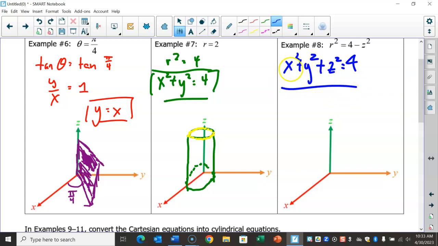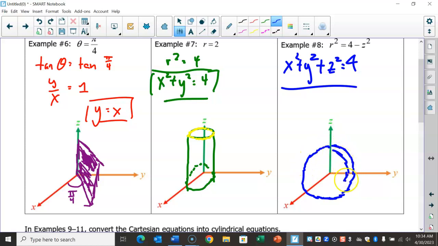It's all in Cartesian now. We have our x, our y, and our z. Again, because we're looking at a z coordinate here, this is actually going to create a sphere. So x squared plus y squared plus z squared is going to be a sphere that's centered at the origin, and it has a radius of 2.